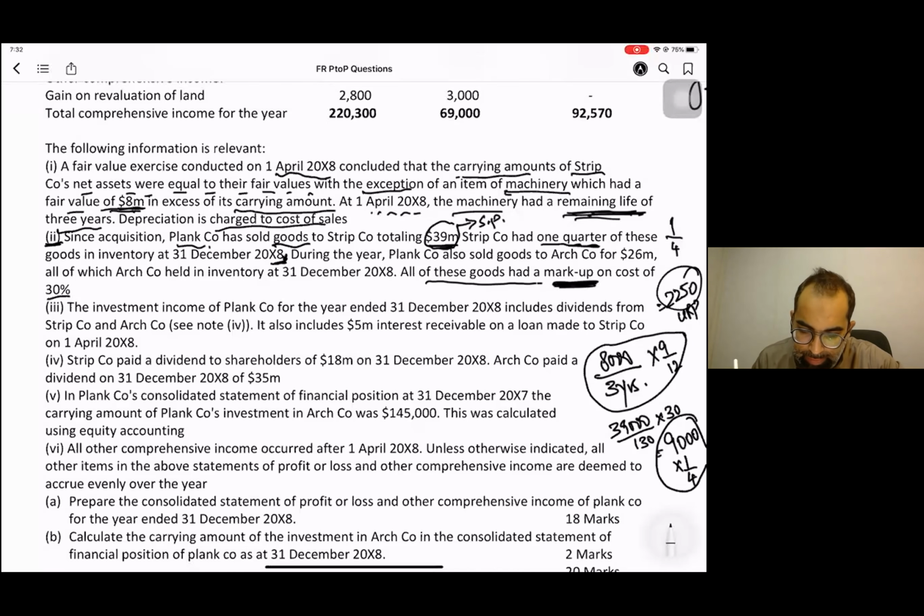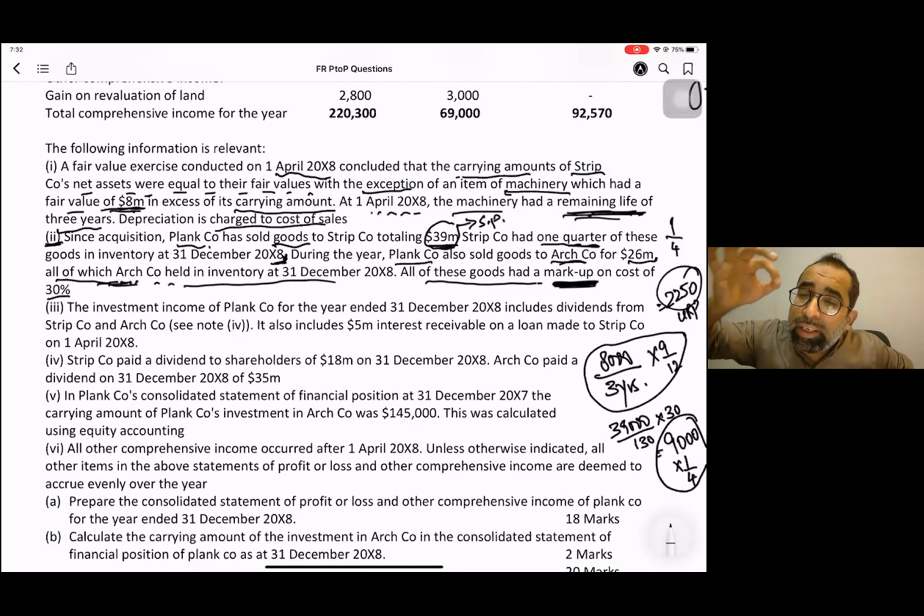Now, next, there is one P to A sale, which is easy. During the year, Plank Company also sold goods to Arch Company, definitely the associate, for 26 million. All of these goods our company held in the inventory. So 100% of the goods are with the associate company, so the complete total profit is URP.